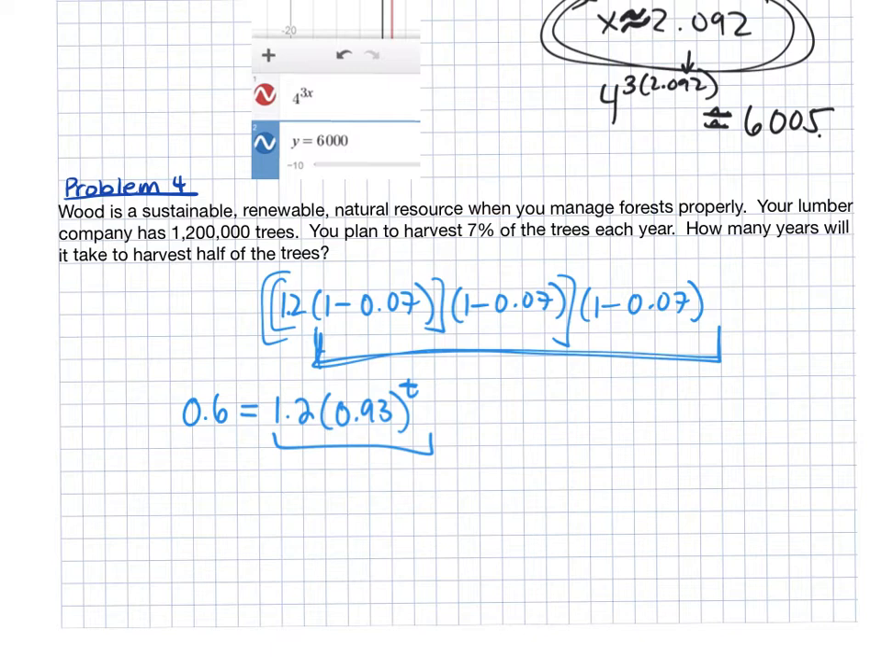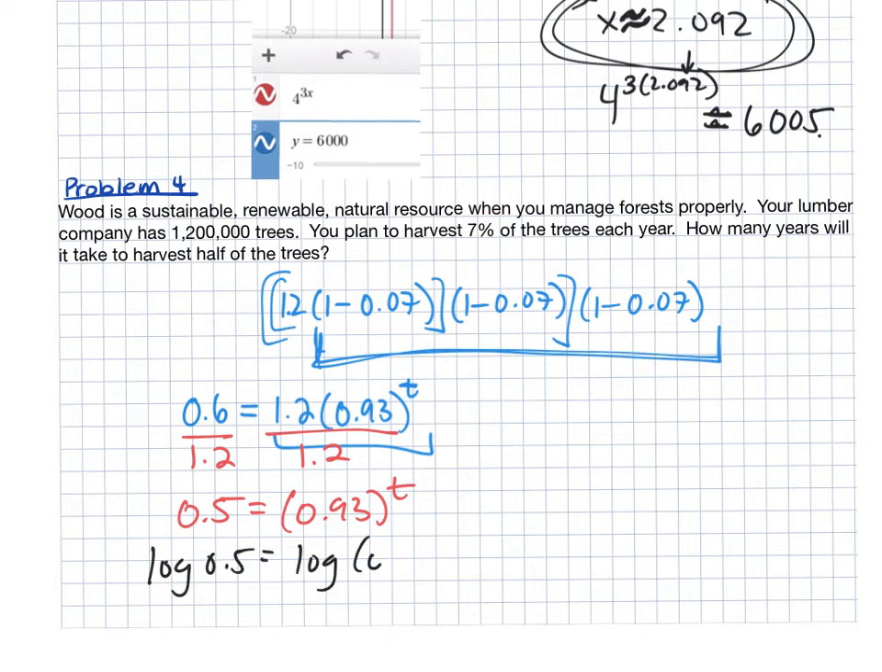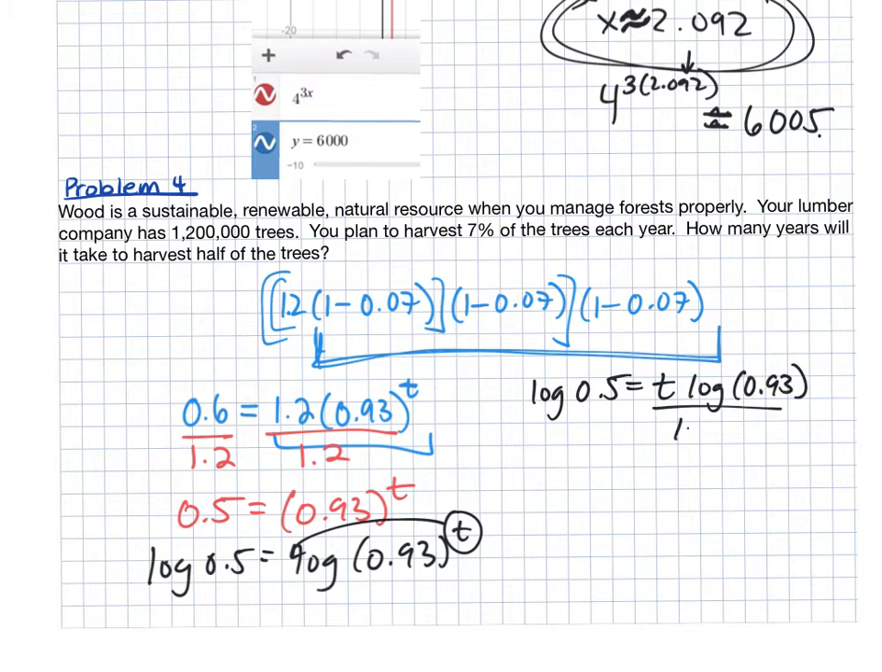So to solve this, we're going to first divide by 1.2, which we should get 1/2, and then 0.93 to the t. Right, and then to get this t down, we need to take the log of both sides. So log of 0.5 equals log of 0.93 to the t. That means this t can come out in front. So log of 0.5 equals t log of 0.93. Then we can divide both sides by log of 0.93.